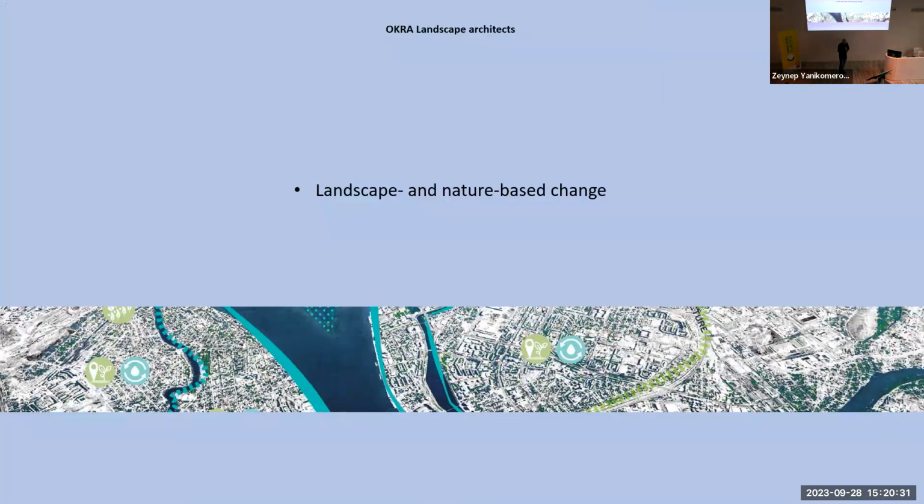If you think about those changes, how can we get there? How can we create landscape and nature-based change? I believe that first of all, it's a mind shift. It's a shift in thinking from, let's say, the urban structure to the original landscape.